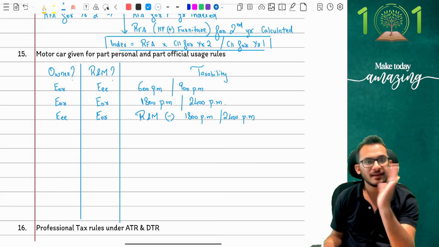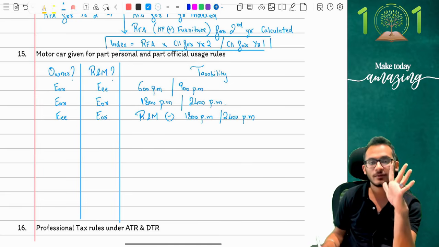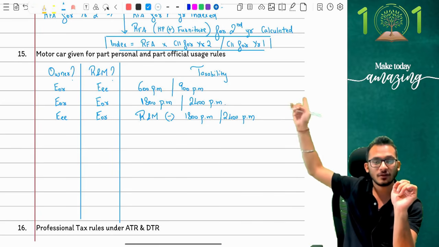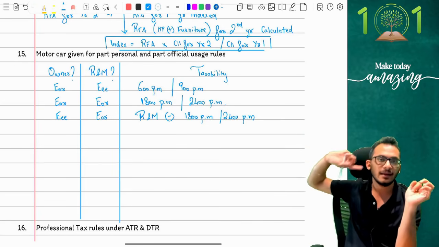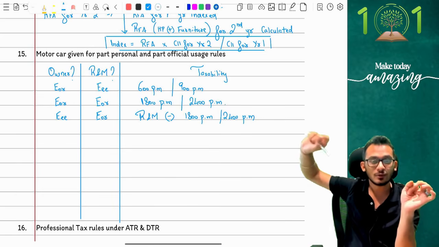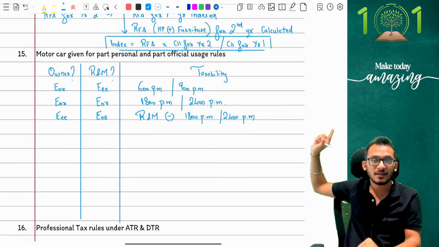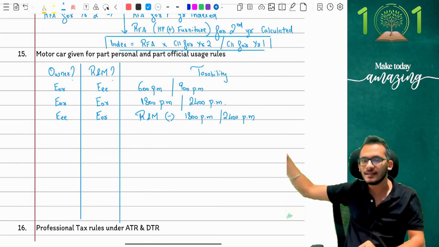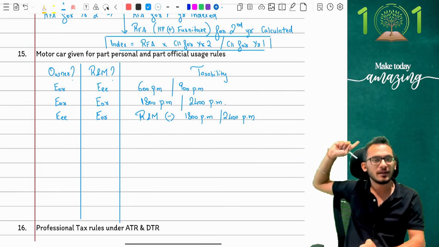Correct, not correct? That is what the conversation is. Yes, so be very careful on this. Income tax comes and says in the first two scenarios, it is 600 per month or 900 per month taxable. In the second scenario, it is 1,800 and 2,400 taxable. But in the third scenario, it is R&M fully taxable minus the 1,800 and 2,400 per month.